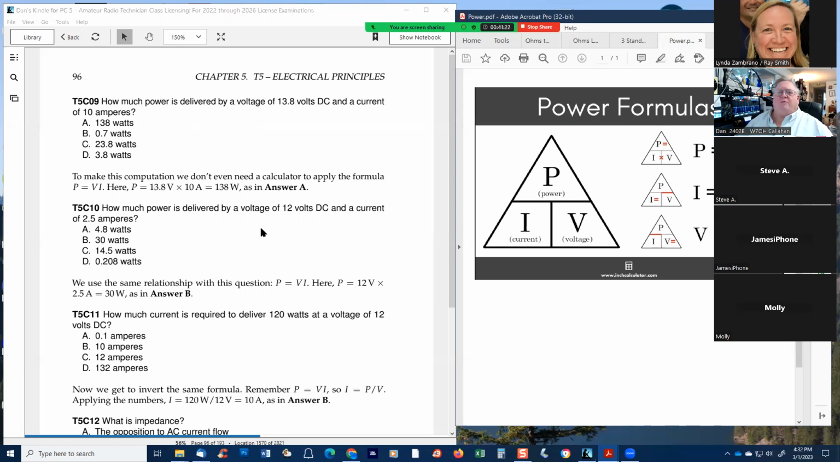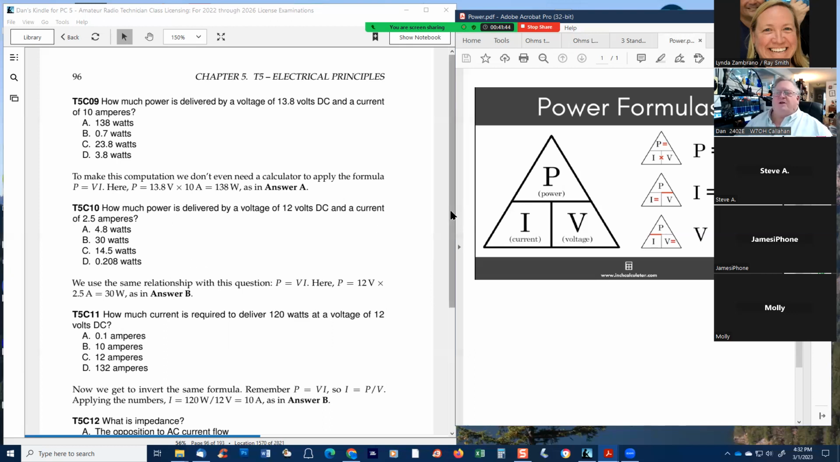How much power is delivered by a voltage of 12 volts DC and a current of 2.5 amps? This could be the same thing. Power is current times voltage, 2.5 times 12, 30 watts. And even if you don't do the math, you can see these other numbers are a bit wonky. So it's 30. I love multiple choice.